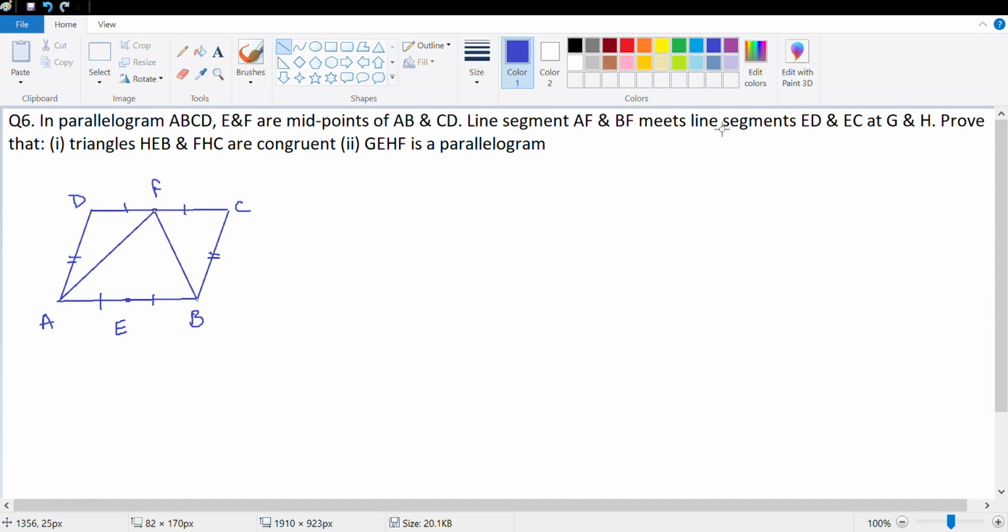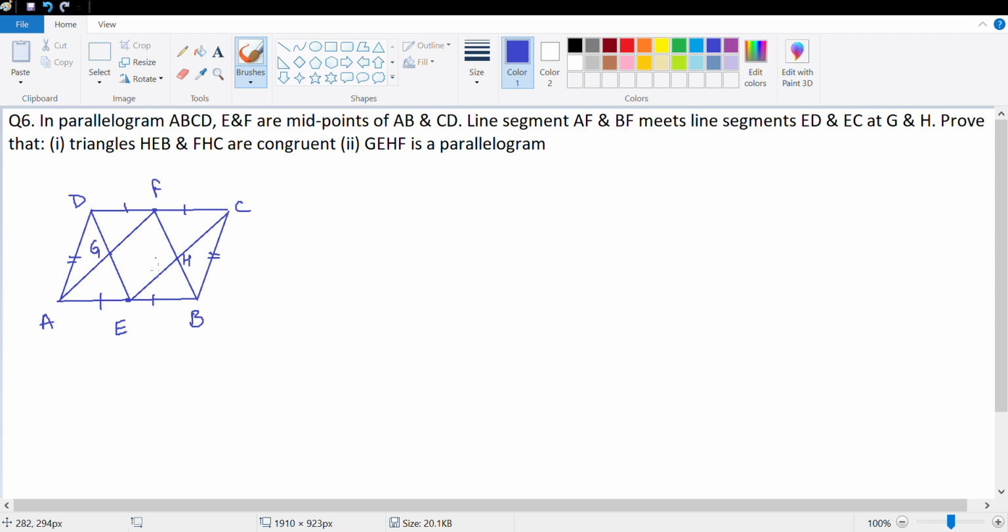Meet line segments ED and EC. Okay, so ED and EC. They meet line segments ED and EC at G and H. So this point is G and this point is H. Perfect. So I have basically got my diagram. Let's check the question again.